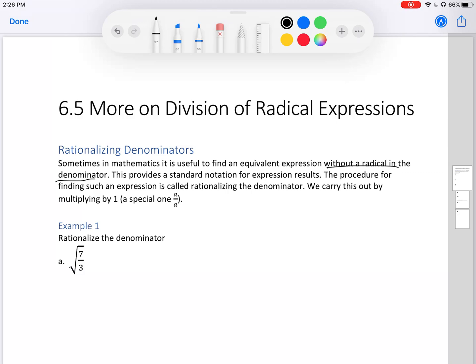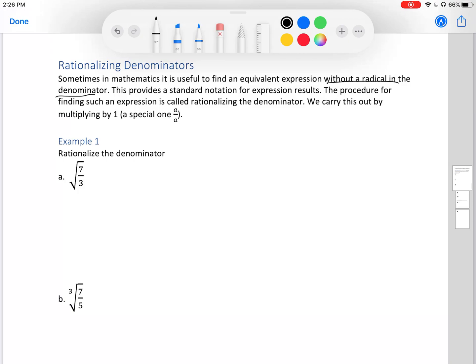We carry this out by multiplying by 1, a special one, meaning a number divided by itself. So let's rationalize the denominator. We have the square root of 7 divided by 3. Let's split this radical so that we have the square root of 7 divided by the square root of 3. So we're going to multiply the top and bottom by square root of 3 and square root of 3. Why? Because we have a square root of 3 in the denominator. By doing so, we're left with square root of 7 times square root of 3 over square root of 3 times square root of 3.